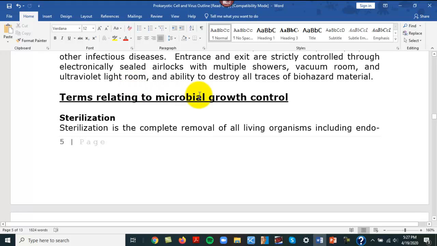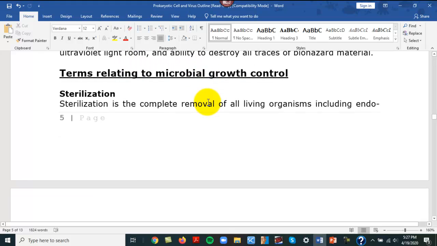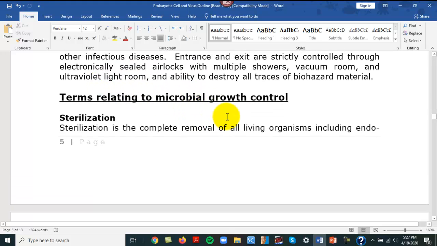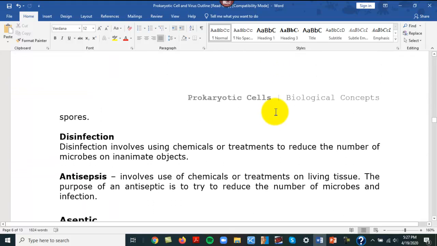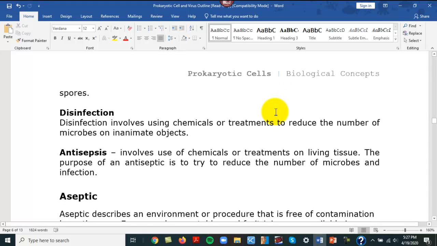All right, these are terms related to growth, control of growth. Sterilization means killing every single thing. An area can be sterile and be dirty. Sterile just means nothing's alive.